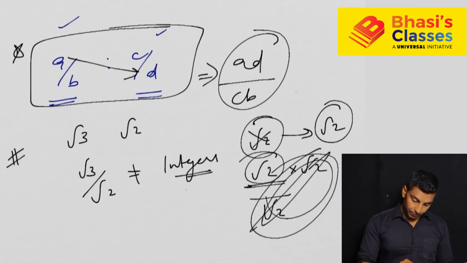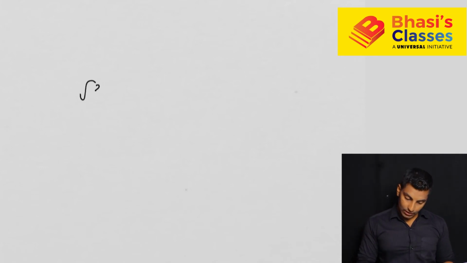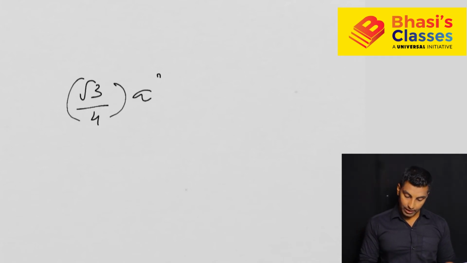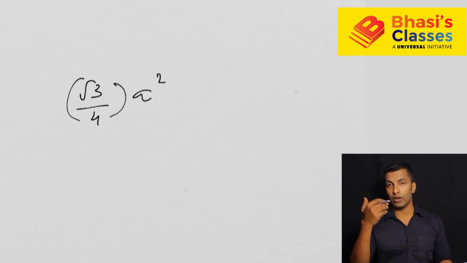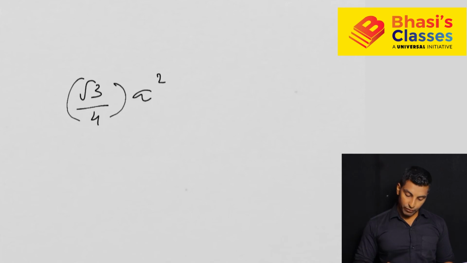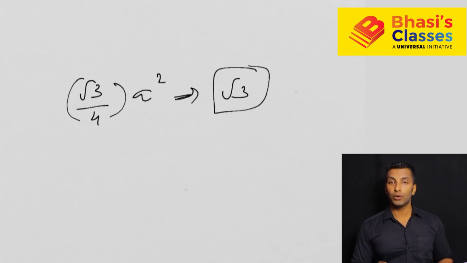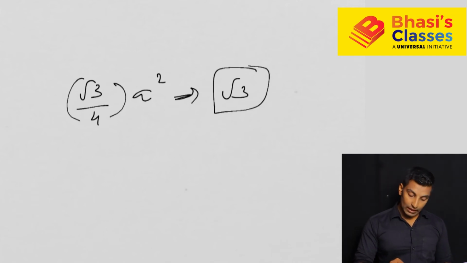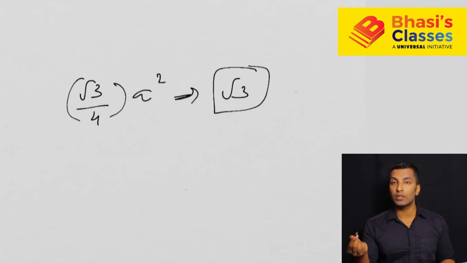Okay. Now if you want an example, let's take the area of an equilateral triangle. That is root 3 by 4 a square, right? Root 3 by 4 a square, or the height, if the question asks for it, is root 3 by 2 a. Now when you solve this, you should get root 3 in your option. You should get root 3 in your option. So what is the only way in which you should not get root 3 in your option?